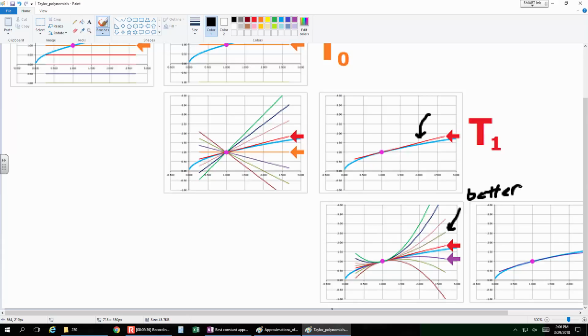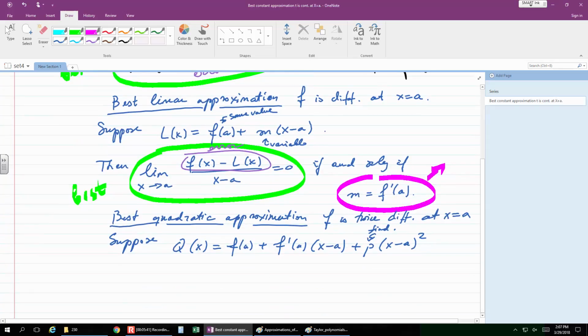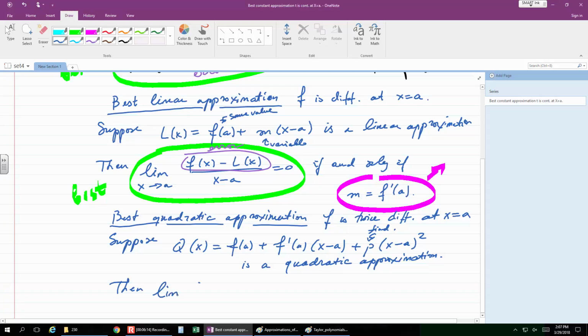So what is the standard of better? And the answer is this limit. I didn't write it yet. The limit is, so it is a linear approximation. That formula means simply that this is a quadratic approximation. And then we put what is the standard of a best approximation.